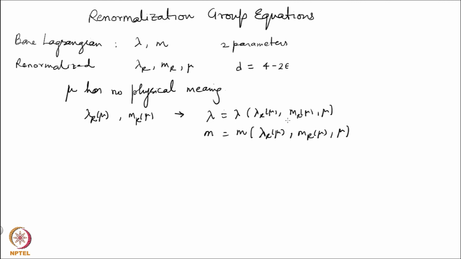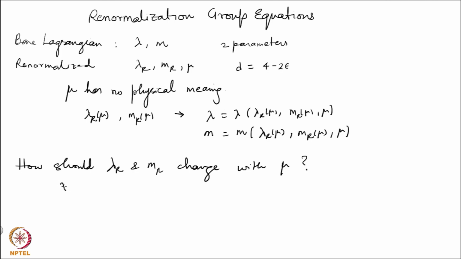Okay, so now let's look at the coupling constant first and see what this requirement implies for the coupling constant, meaning how lambda r changes when you change mu. Okay, that's the question we want to ask. So how should lambda r and m r change with mu? Okay. We want to know exactly how that behavior is.